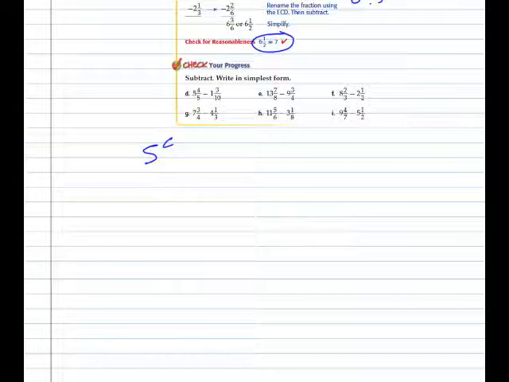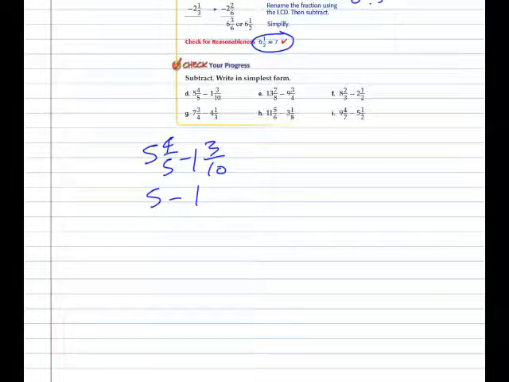Example D, 5 4/5, I'm sorry, minus 1 3/10. Let's estimate 5 minus 1 would give us an estimate of 4. Our common denominator here would be 10.